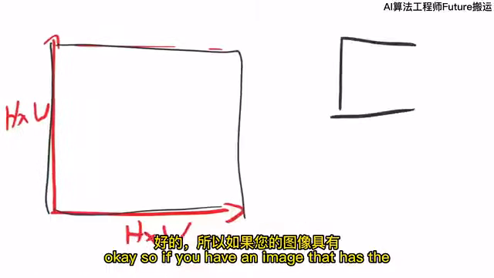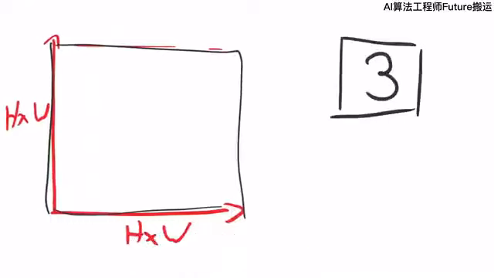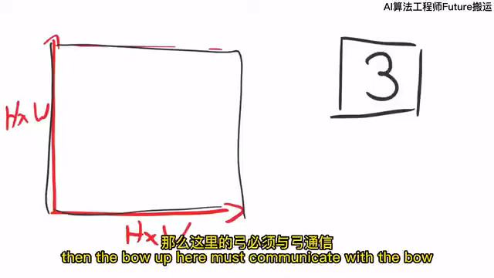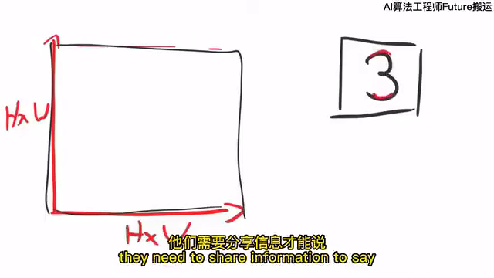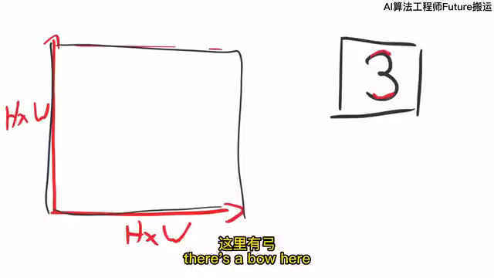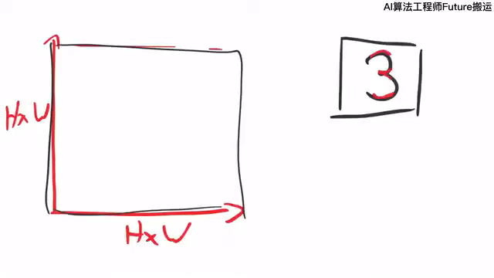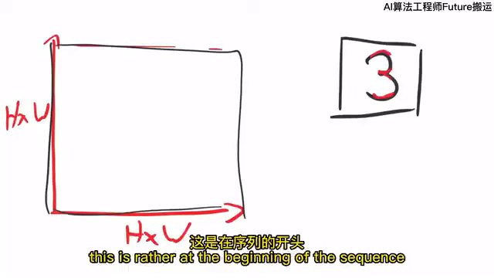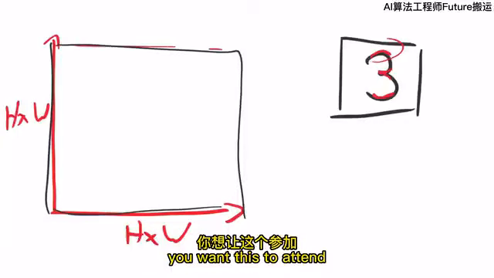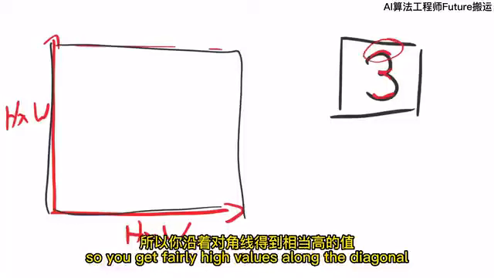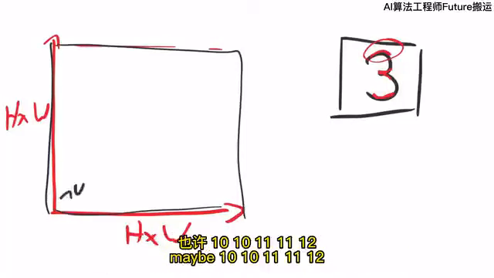So if you have an image that has, let's say, the number 3, and you really want to figure out whether or not this is a 3, then the bow up here must communicate with the bow down here, right? They need to share information to say, there's a bow here, and there is a spiky thing here. That must be a 3. So you want something, this is rather at the beginning of the sequence, you want this to attend, first of all, it will attend itself, so you'll get fairly high values along the diagonal, maybe 10, 10, 10, 11, 11, 12.